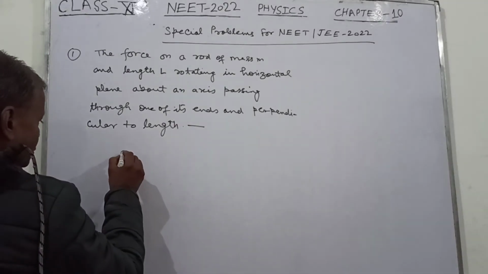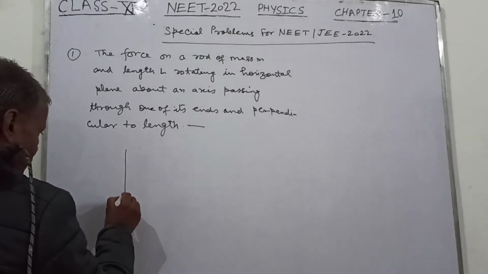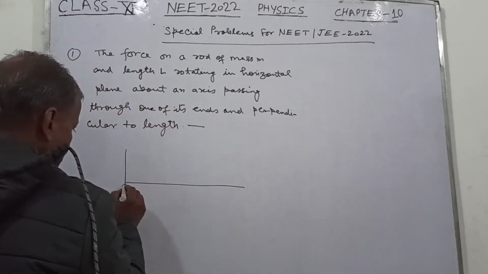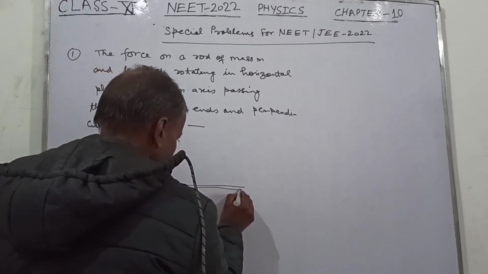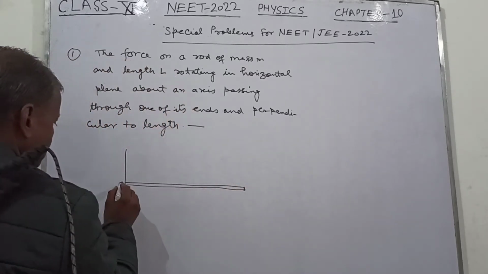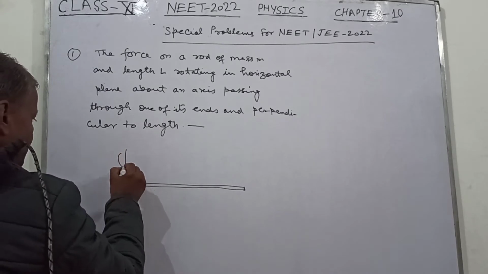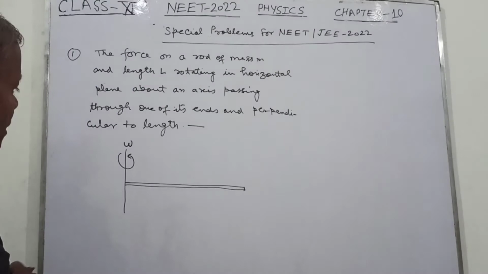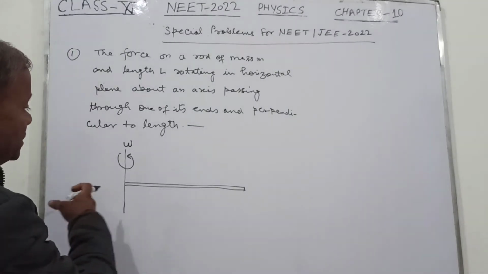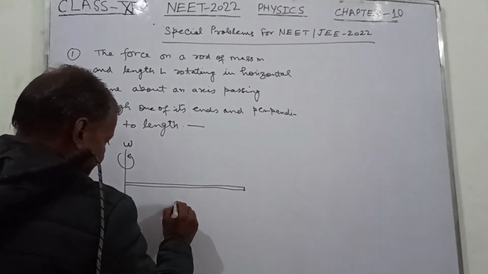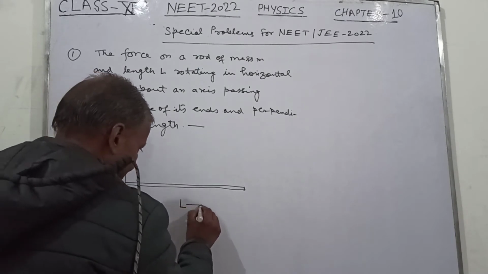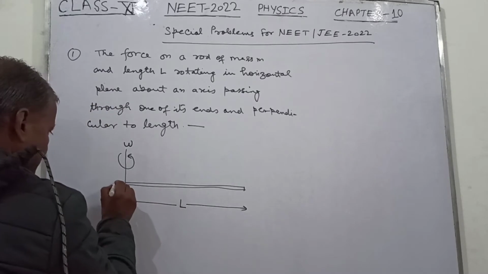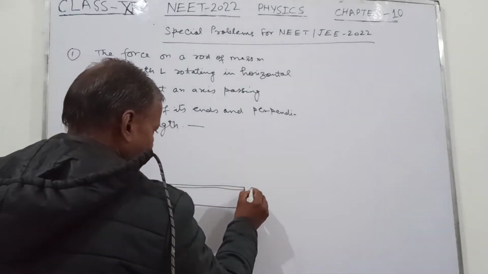Let this be the rod, and this is the axis of rotation. It is rotating with the angular velocity omega. Its length is L. Suppose this is point A and this is point B.